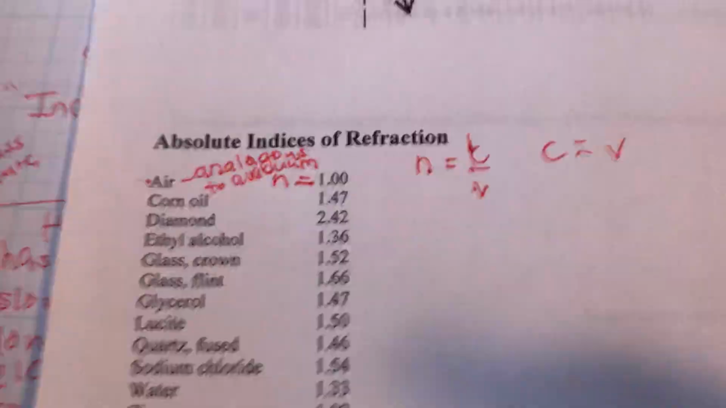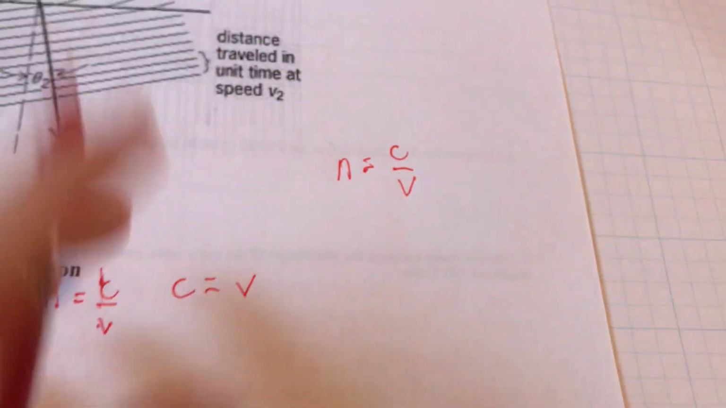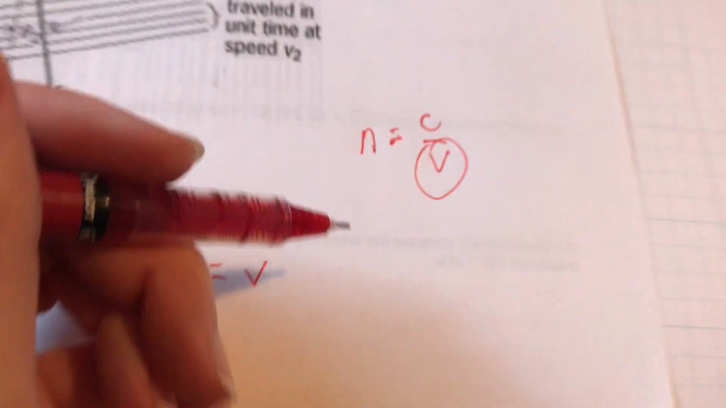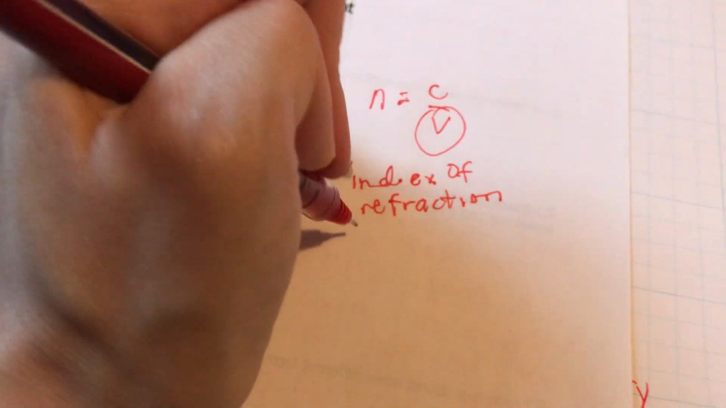And by the way, just want to point out, n equals c over v, and if c is the speed limit of the universe, you're never going to have v be greater than c. So you will never have an index of refraction that is less than 1. Okay, so the index of refraction must always be greater than or equal to 1. So index of refraction is always greater than or equal to 1.